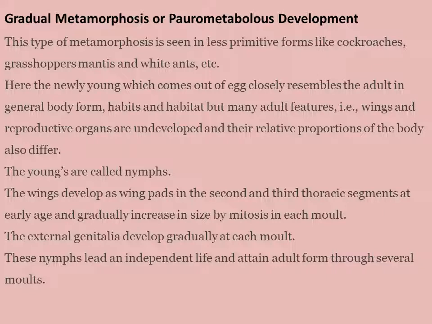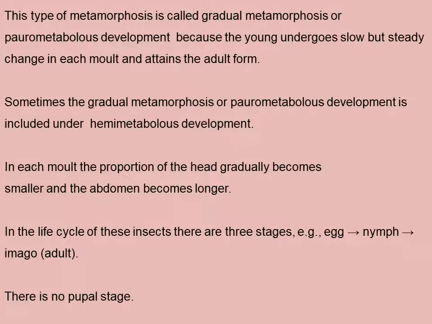The external genitalia develop gradually at each molt, and these nymphs lead an independent life and attain adult form through several molts. This type of metamorphosis is called gradual metamorphosis or paurometabolous development because the young undergoes a slow but steady change in each molt and attains the adult form. Sometimes the gradual metamorphosis is included under hemimetabolous development.